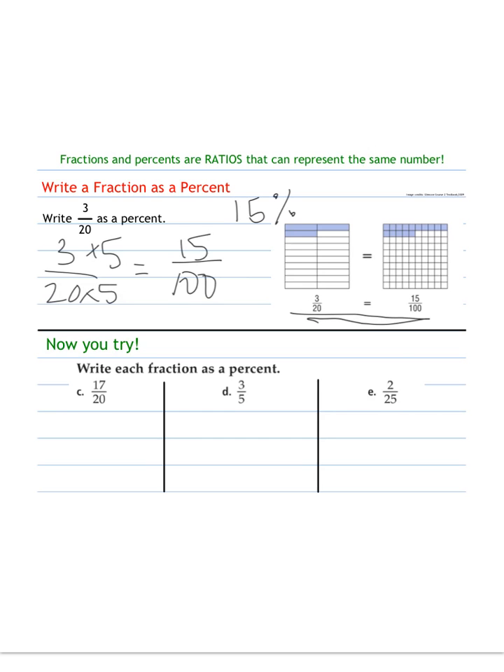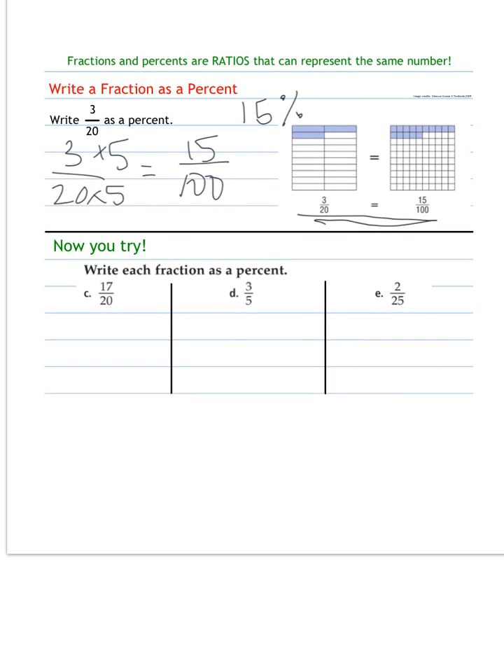Okay? Here's some for you to try on your own and then come back and check. 17/20. Again, we can get this to have a denominator of 100 by multiplying by 5. Since a percent is out of 100, that's why we need it to be a denominator of 100. And then 17 times 5 is going to be 85. Well, 85 out of 100 is 85%.